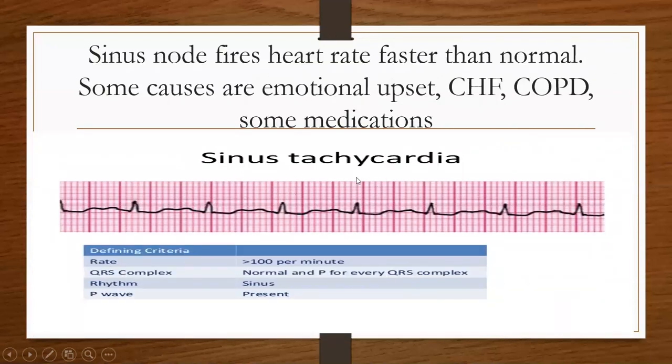With sinus tachycardia, the sinus node fires a heart rate faster than normal. That heart rate is going to be greater than 100. And some of the causes of this are if you get angry or upset, the patient can have congestive heart failure, COPD, and some medications can also cause sinus tachycardia.